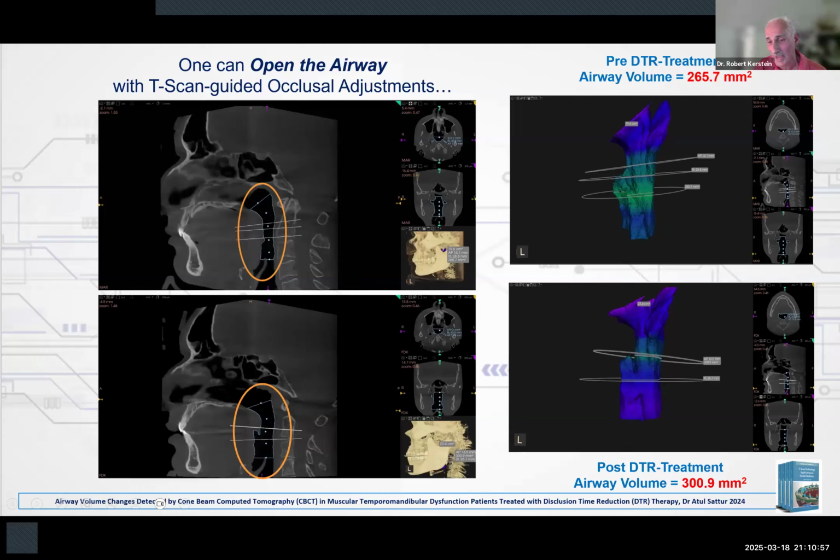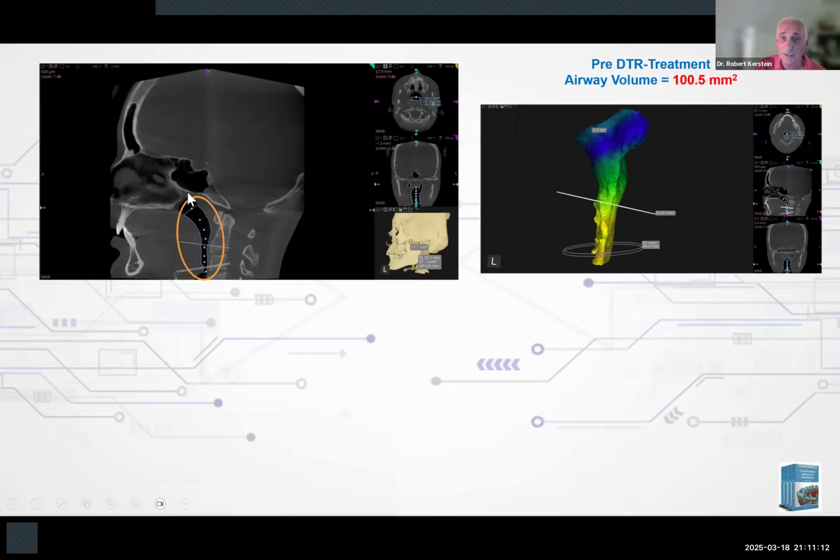If you want to read about that, the chapter Airway Volume Changes Detected by CBCT, by Dr. Atul Satur, is in the T-scan Research Encyclopedia. It's an amazing chapter, all about airway physiology. But this is one example. Here's another example. Look at this funnel-shaped airway. It gets smaller as you get to the bottom. And look at how the constriction gets worse as the colors get warmer and warmer.